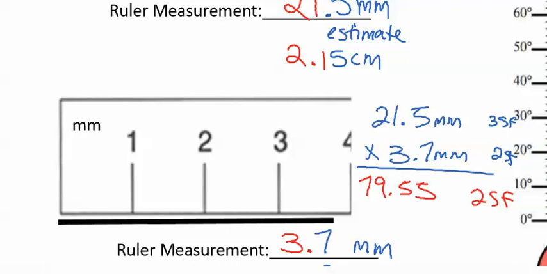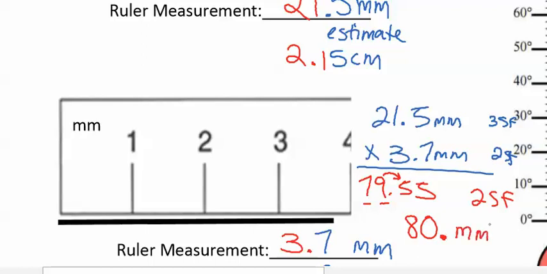So your calculator gave you 79.55. However, we can't keep that many digits, so we would keep 2. Looking at the 9 with the 5, it would have to be rounded up. So it'd end up being 80 with a decimal point millimeters squared. Because we're multiplying units, we end up with the squared value, which is a little bit different than in addition and subtraction.